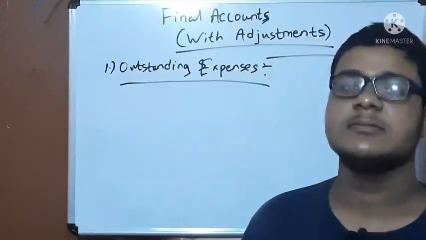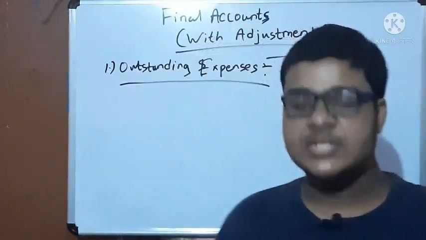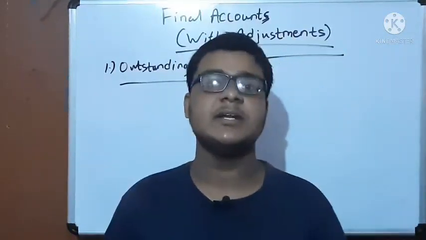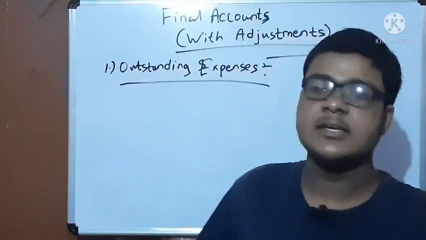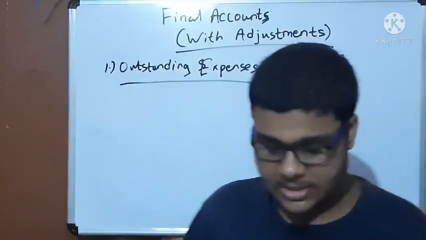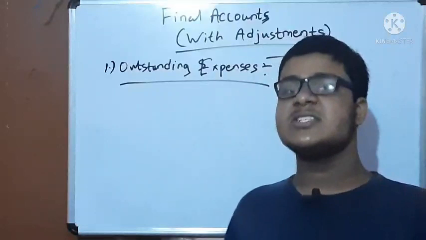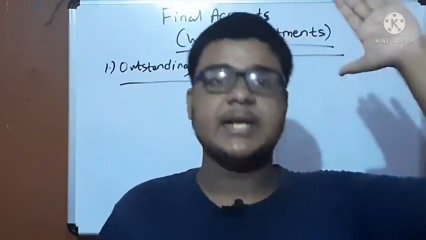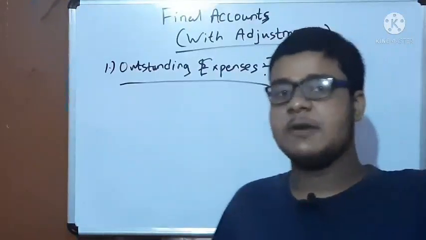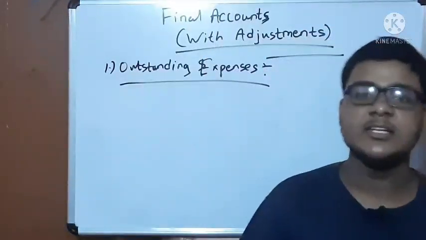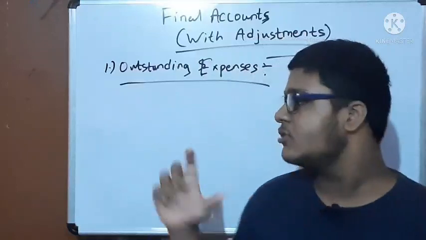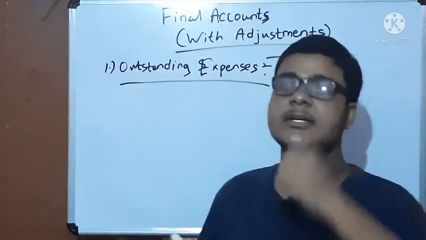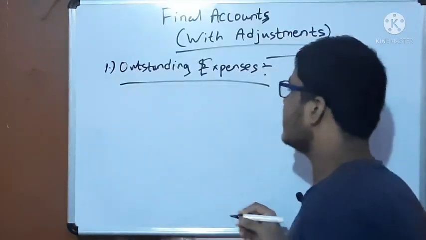So outstanding expenses are the expenses which are due but not yet paid, which are due in the current accounting period. So outstanding expenses is a current period expense, but it is not paid in the current accounting period, but it is paid in the next accounting period. So we get to know what the term outstanding expenses means. Let us move to know the journal entry for this.